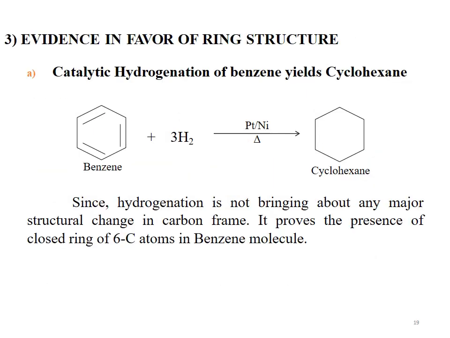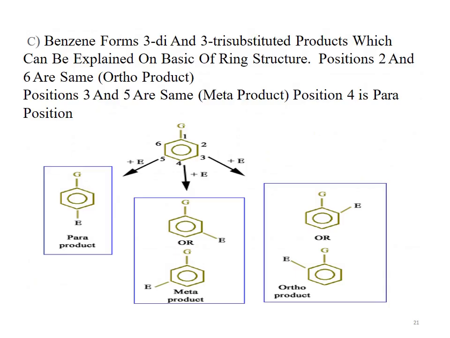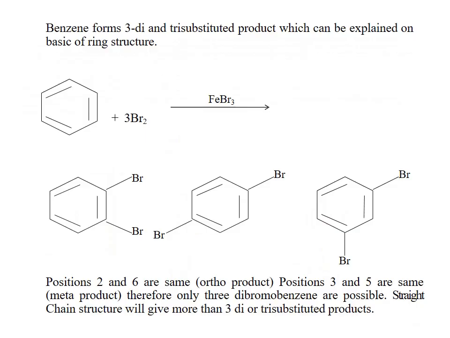Next evidence is the catalytic hydrogenation of benzene. Benzene reacts with hydrogen in the presence of platinum or nickel as a catalyst and forms cyclohexane. So from unsaturated benzene, saturated cyclohexane can be formed. Then second one, benzene yields a monosubstitution product. In that example, ortho, para and meta substituted products form. For example, benzene reacts with bromine in the presence of ferric bromide FeBr3 and forms di- and tri-substituted products.